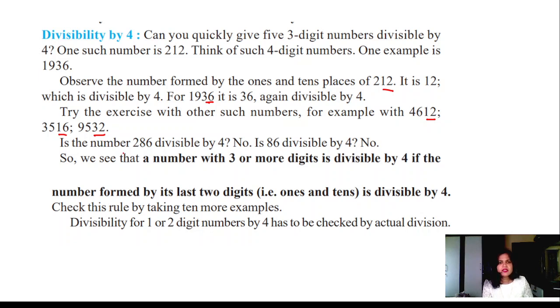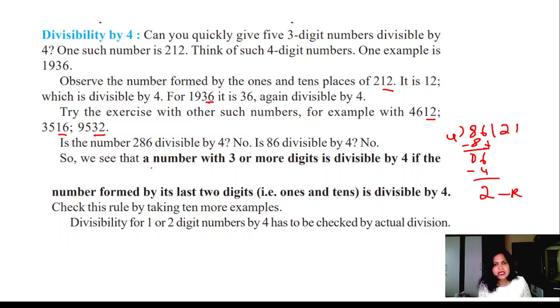Is the number 286 divisible by 4? 86. Is it divisible by 4? 86. 4 twos are 8, 0, 6. No. 4 ones are 4. The remainder is 2. It is not divisible by 4. 86 is not divisible by 4.